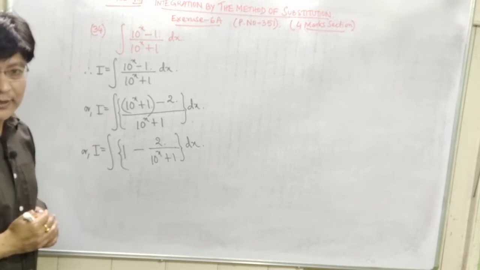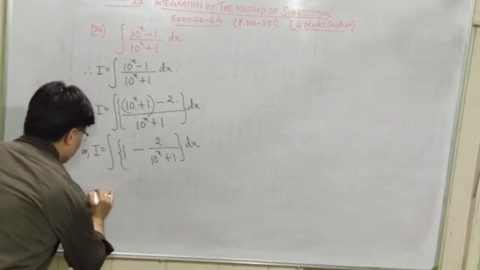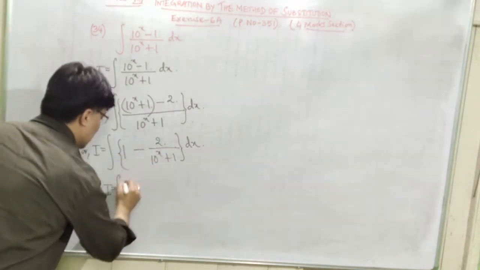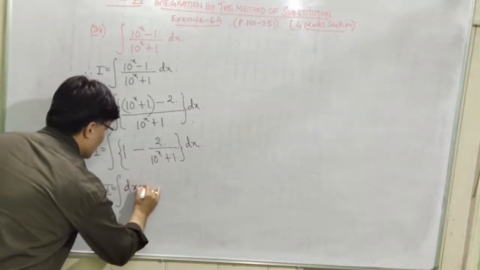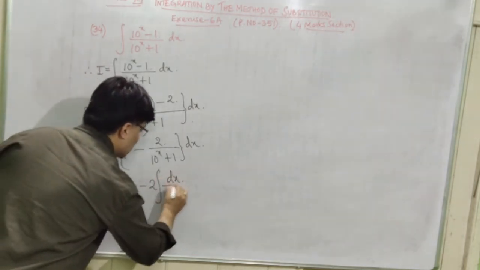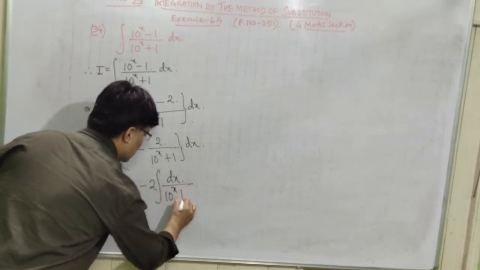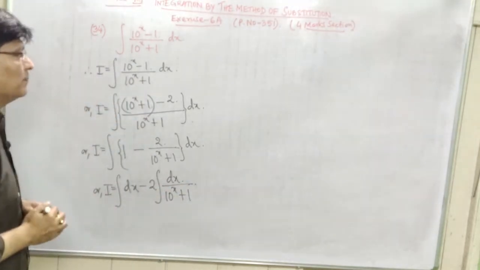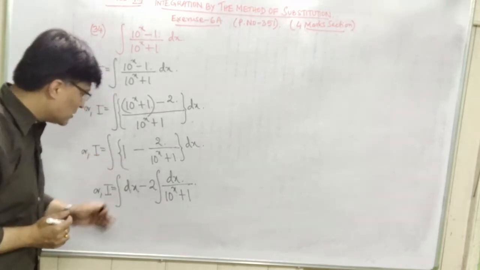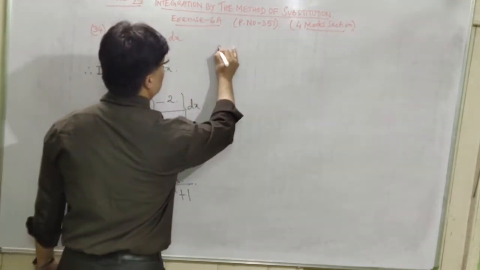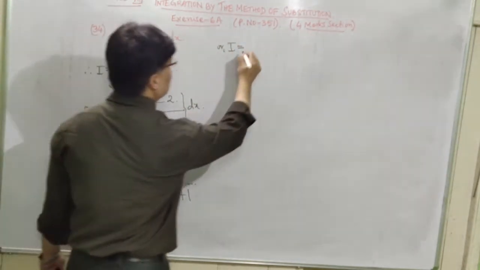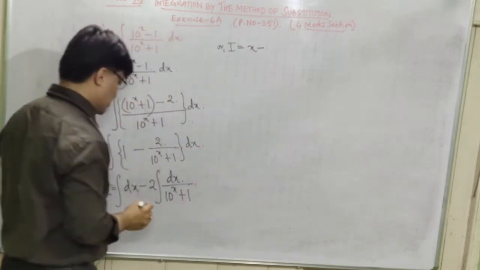So I think you have understood it. So we can separate the term now. Or I is equal to integral sign 1 into dx is dx, minus 2 is constant, integral sign dx divided by 10 to the power x plus 1. So I think you have understood it. So we have separated the term out here. Now next, I is equal to, what is integral sign dx? That is your x minus.